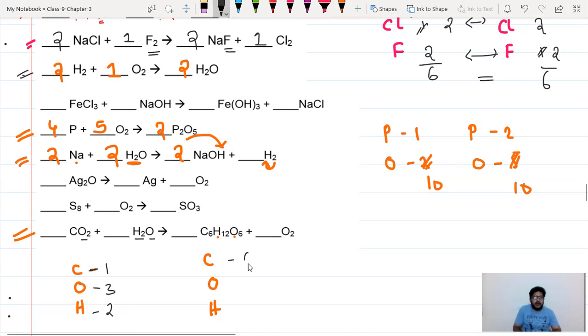Product side, how many carbons? 6. How many oxygens? Here we have 6, plus here we have 2. 6 plus 2, it is 8. Now, how many hydrogens? Here we have 12. Isn't it? Now try to balance. So if you balance this one, how to balance? Now don't touch these oxygens, everything. Here you see hydrogens 12. Here hydrogens 2. So how to make it 12 there?